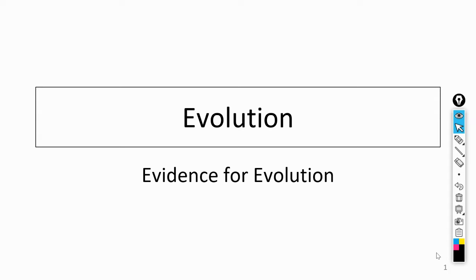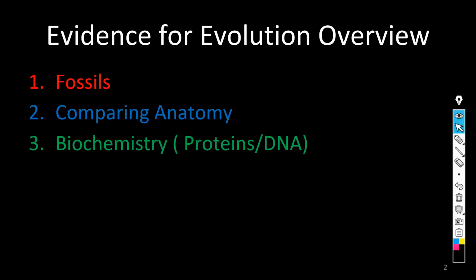Welcome to biology. This lesson focuses on the evidence for evolution. So, there are three main components that we're going to be looking at that demonstrate evidence for evolution today. One is fossils, two is comparing anatomy, and three is biochemistry.